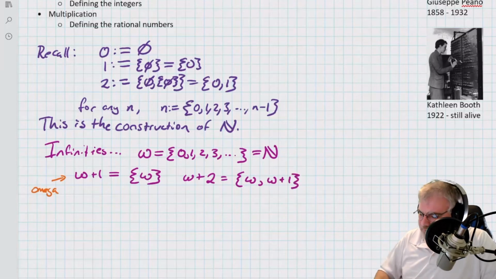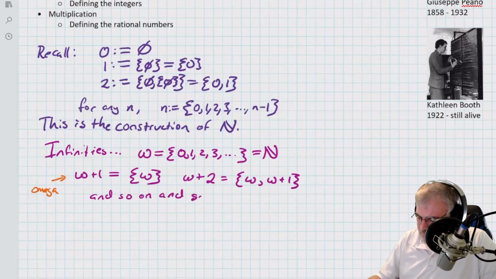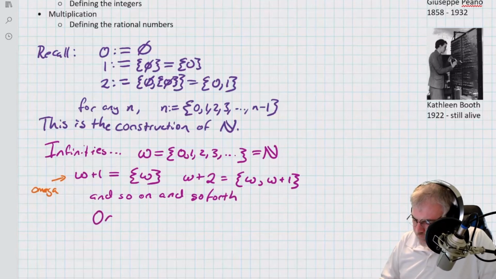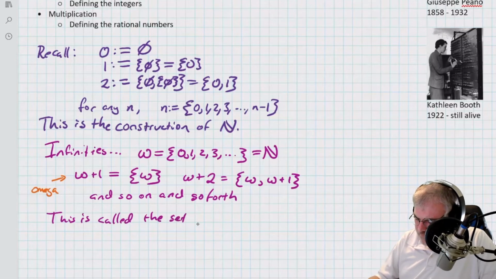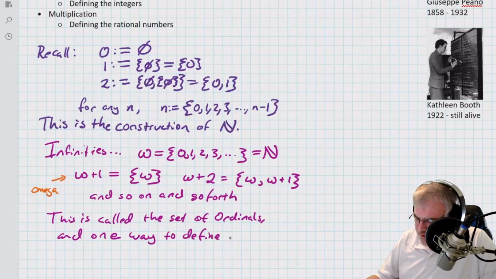And so on and so forth. And these are called the ordinals, if you care. And one way to define infinity is to say infinity equals omega.